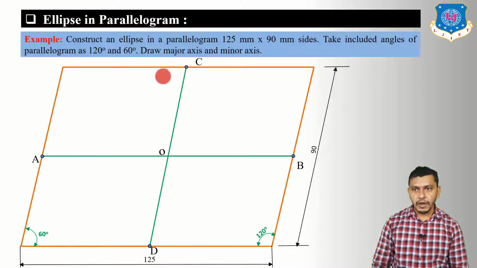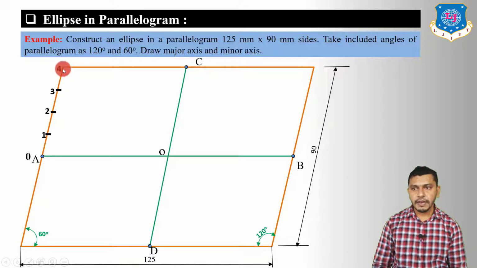Okay, now the method will remain the same. To construct the ellipse in a parallelogram, the method will remain the same as we have discussed in the rectangle method. So the first step is to divide this vertical length into an equal number of divisions. To divide this line, you can use the inclined line method, and you can use the scale if it is possible. So let us say we divide this line into 4 equal divisions, 1, 2, 3 and 4. Mark the points 0, 1, 2, 3 and 4.